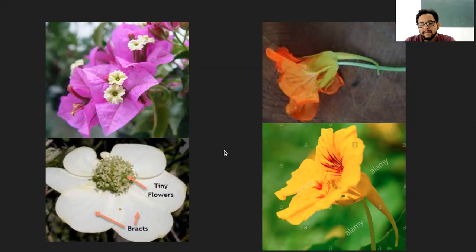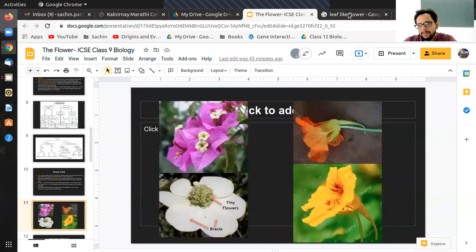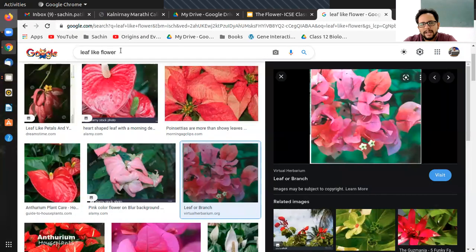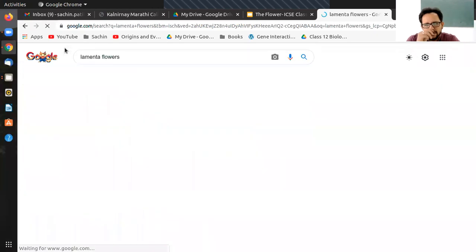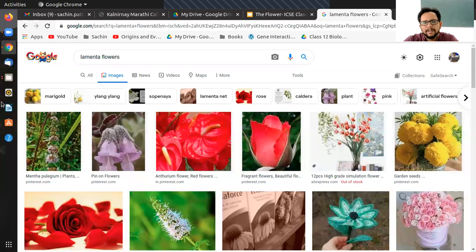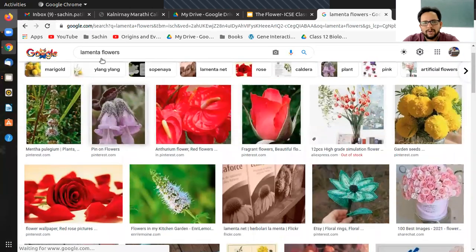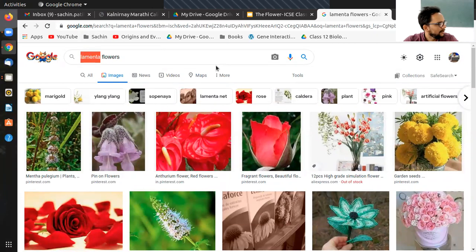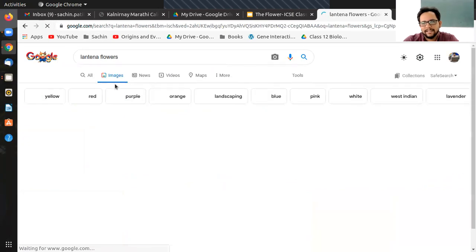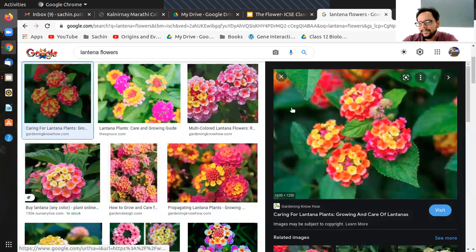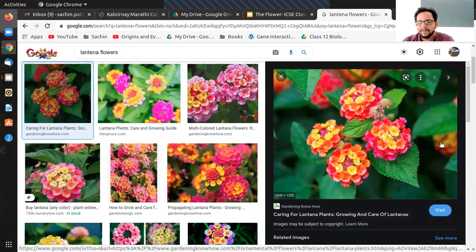Another common flower that you would know of, even if you don't know the name, you surely have seen it. It is lantana. Sorry, not lamenta, lantana. These ones you would have seen very commonly around villages or wherever you are living.